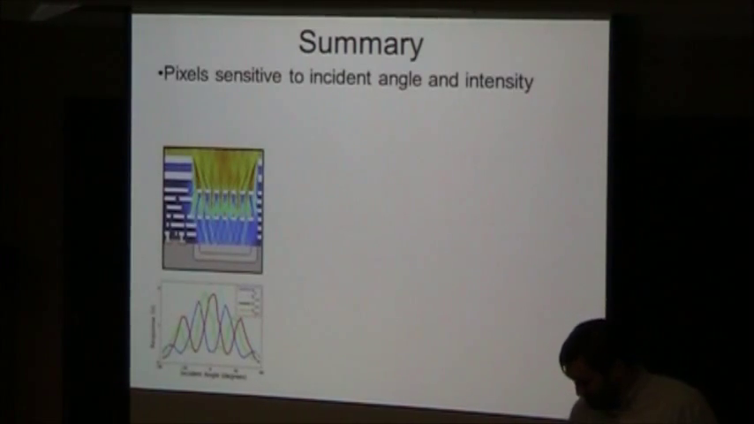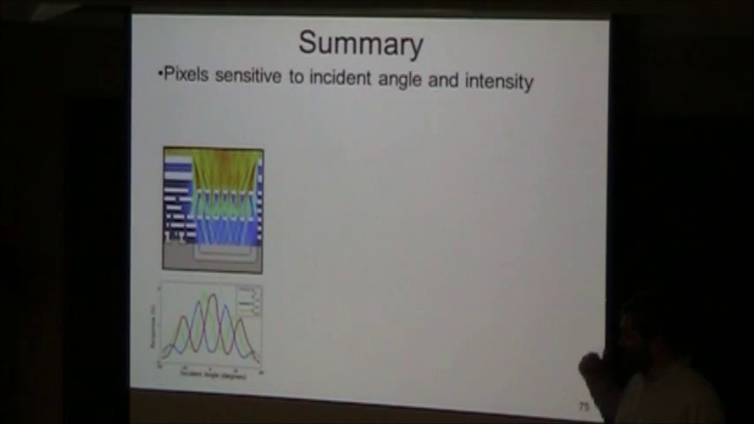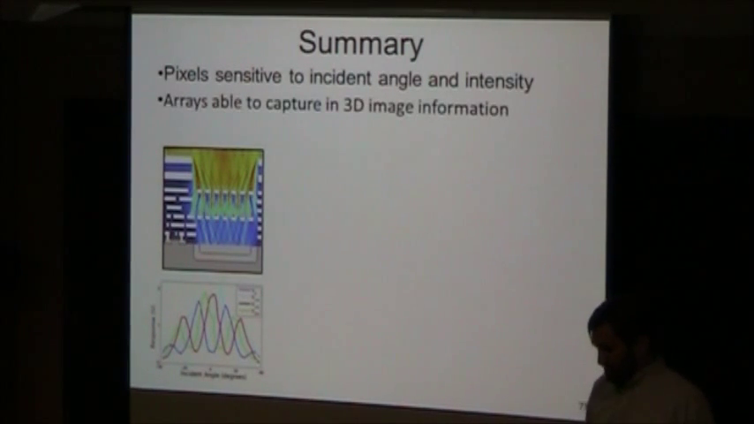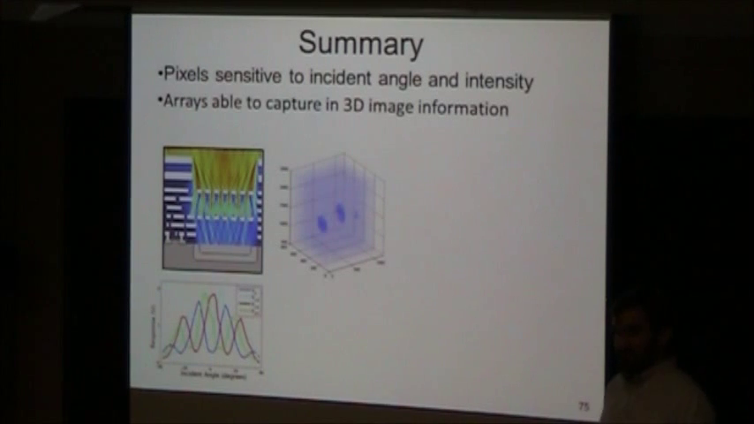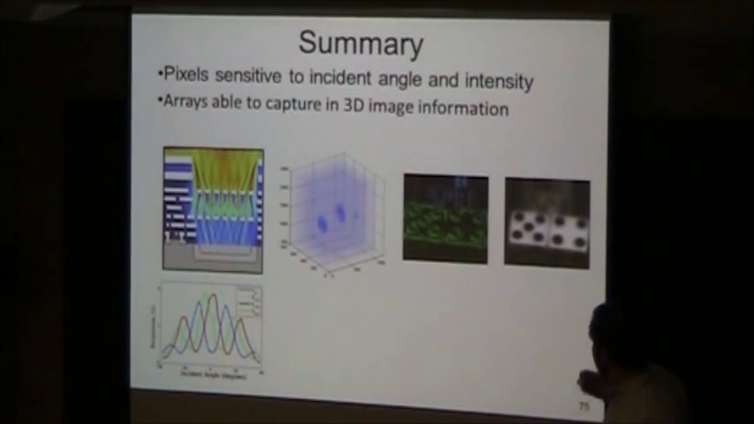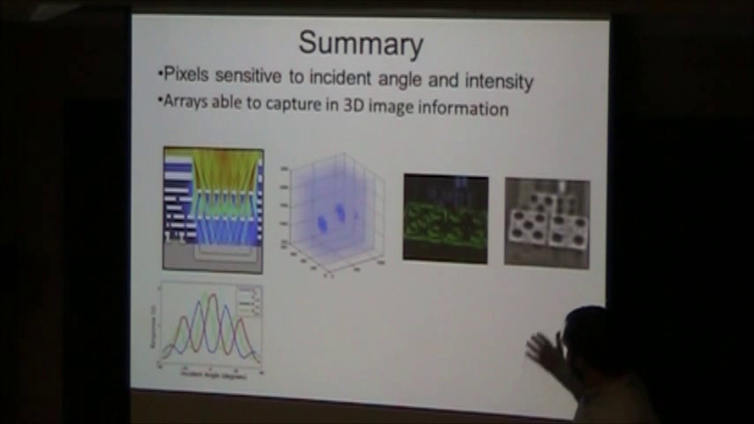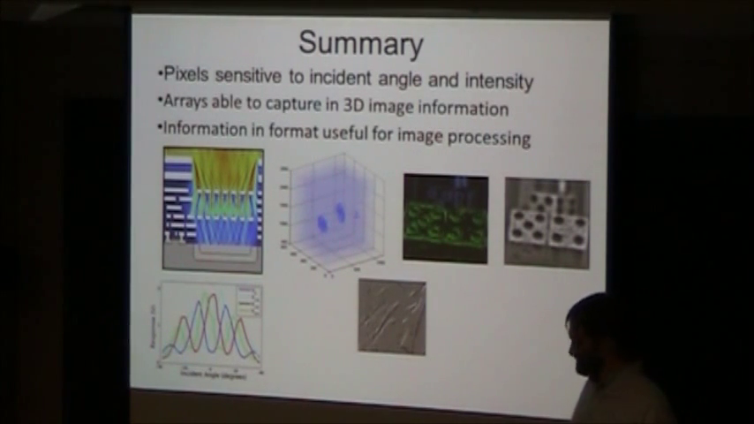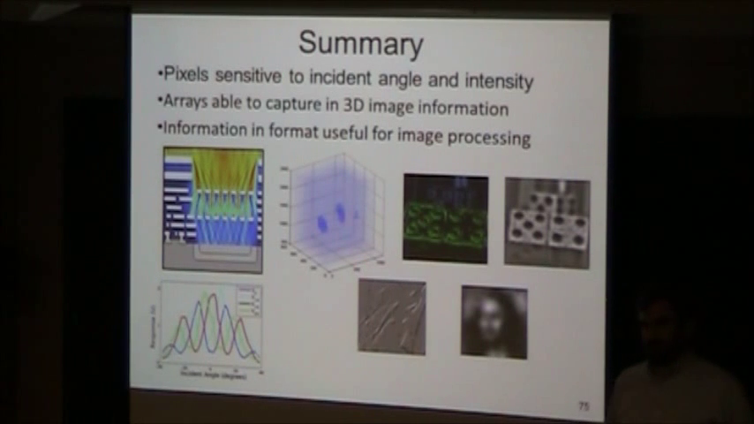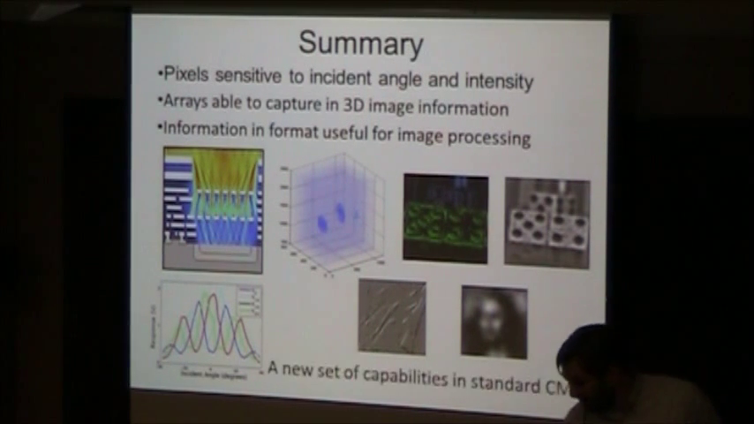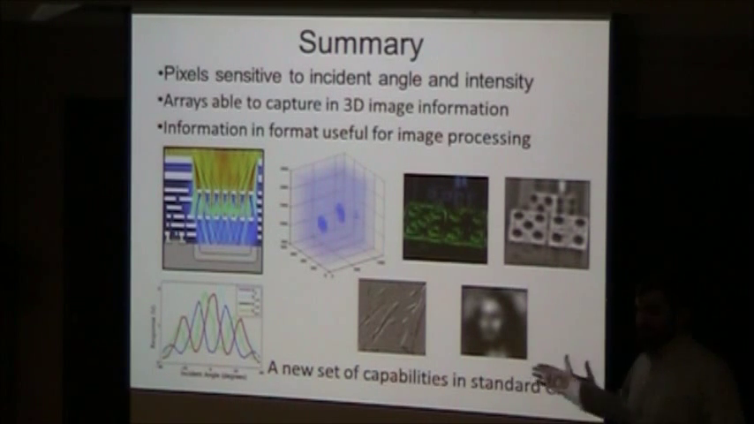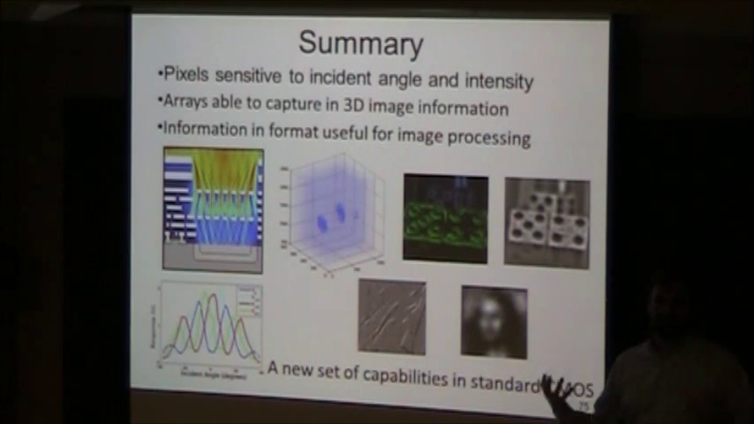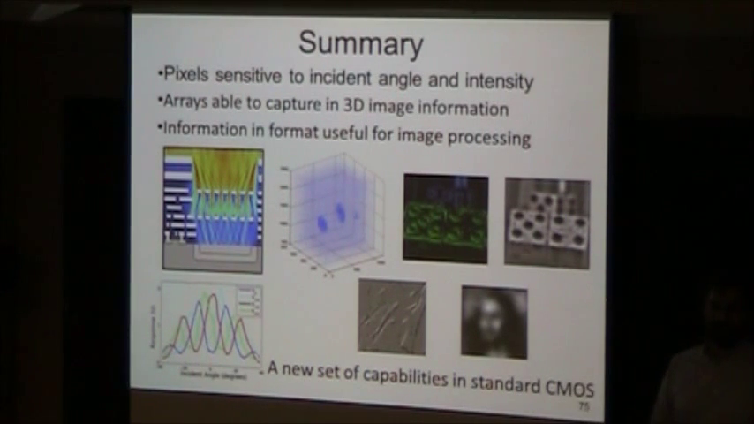So in summary, we've built pixels that are sensitive to incident angle and intensity. We've built arrays that are capable of capturing 3D image information, both in the volumetric sense, but also in the more classic light field camera sense, with our ranging and refocus. And we've got information that's in a format that's useful for other forms of image processing, both for compression-style lens imaging, but also for purely lensless imaging for very, very small cameras. And the nice thing is all of this is done in the context of a standard CMOS manufacturing flow. So we basically opened up another component that circuit designers can just plunk down on their chips next to their microprocessors and their radios and all that.